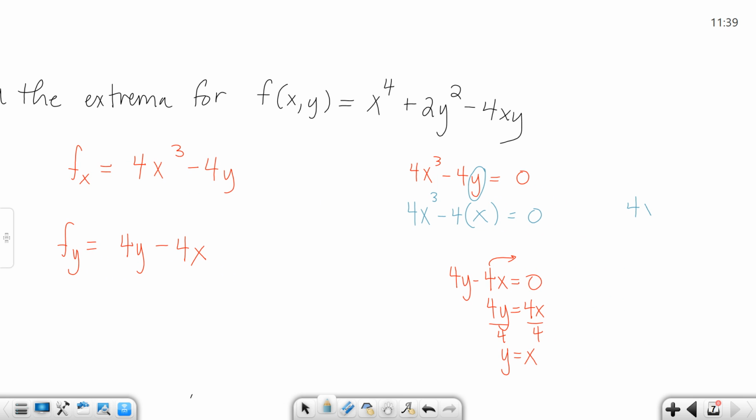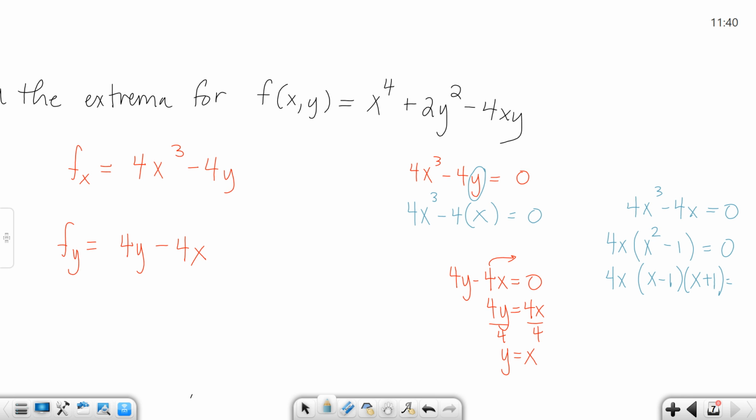So I'm going to get 4x cubed minus 4x equals 0. I'm going to factor that. They have a 4 in common, and they have an x in common. So that leaves me with x squared minus 1 left over. Now that continues to factor.